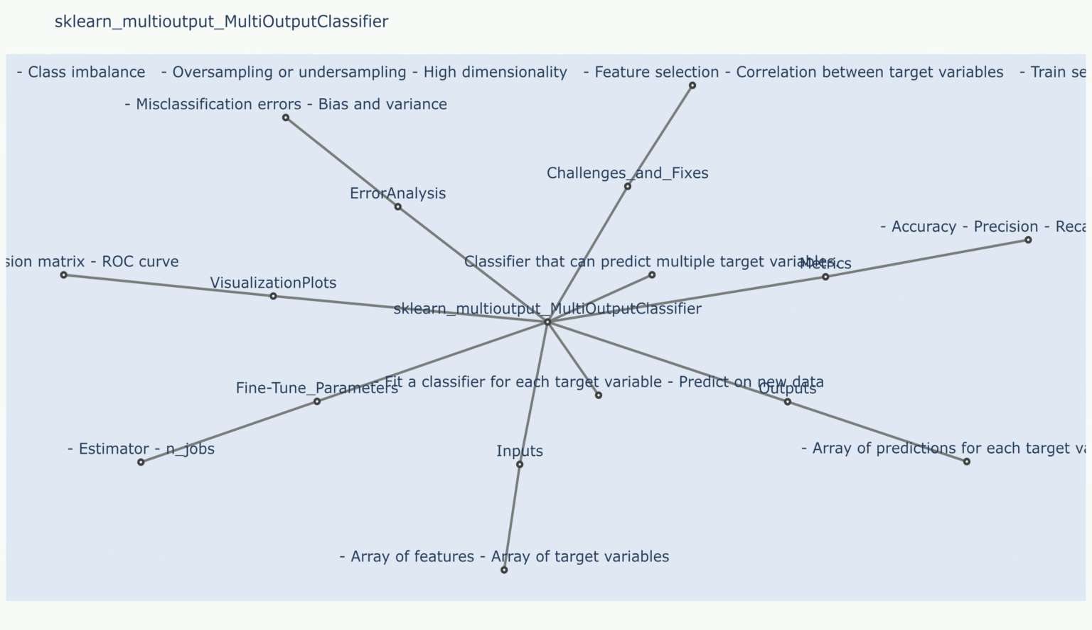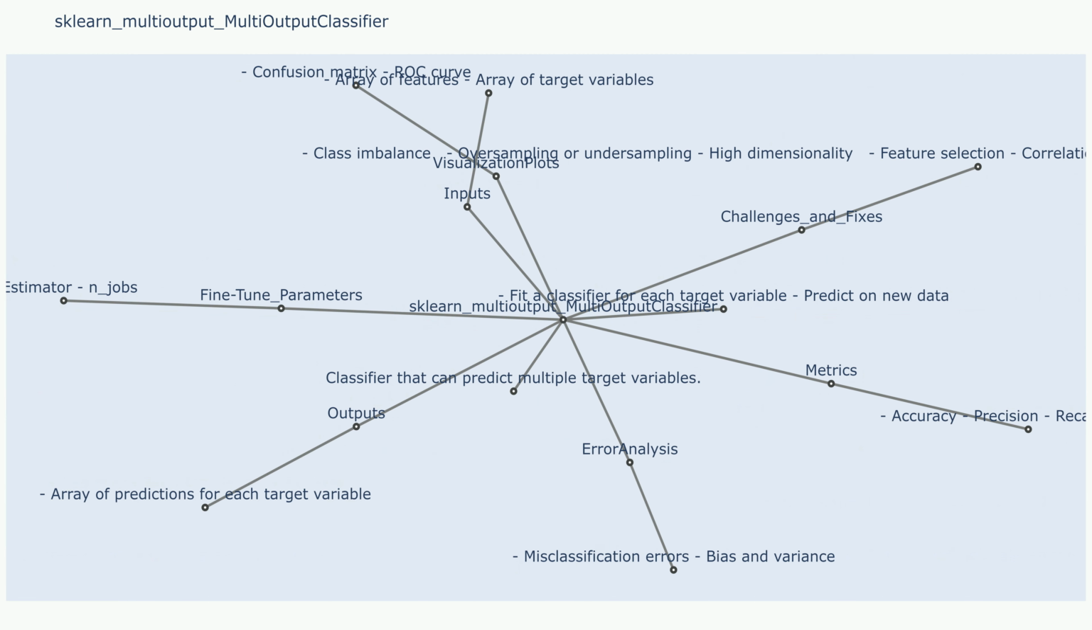Input 2: the target data. A 2D array of shape (n_samples, n_outputs), where each row represents a sample and each column represents a target variable. The target values should be discrete labels for each output.